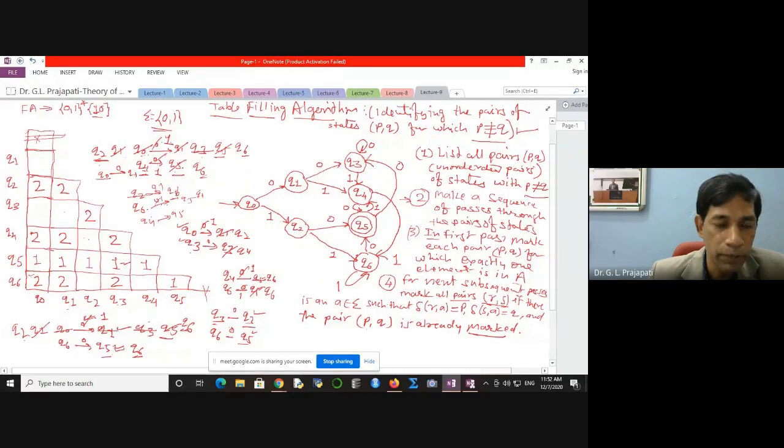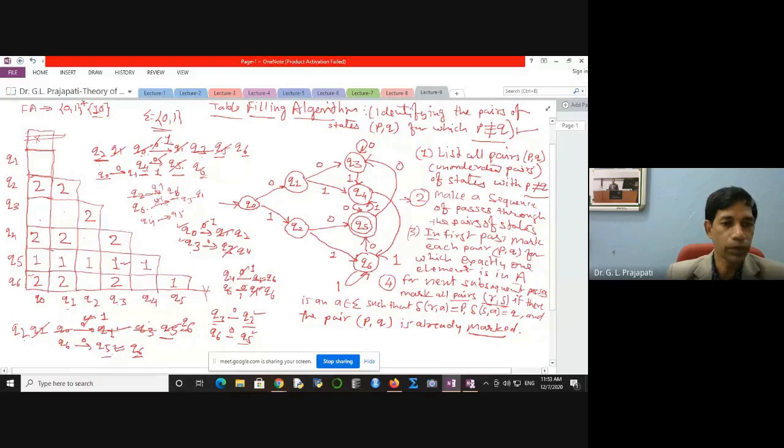Now you can consider this pair Q2, Q4. Whenever you consider Q2 and Q4, for getting 0, from Q4 you come to Q5, from Q2 you also come to Q5, same state. If you are at Q2 getting 1, you go to Q6, from Q4 getting 1, again you are in Q6, the same pair. So you are not able to mark Q2 and Q4 also.